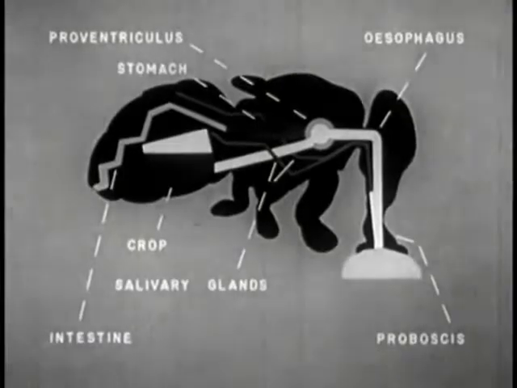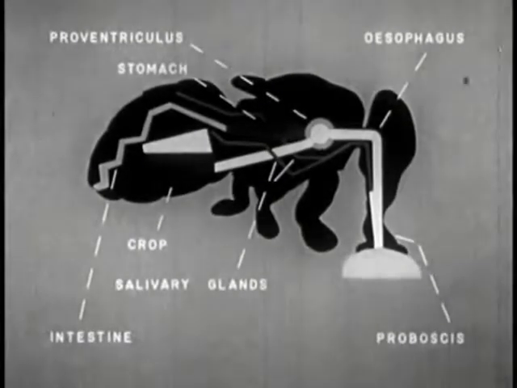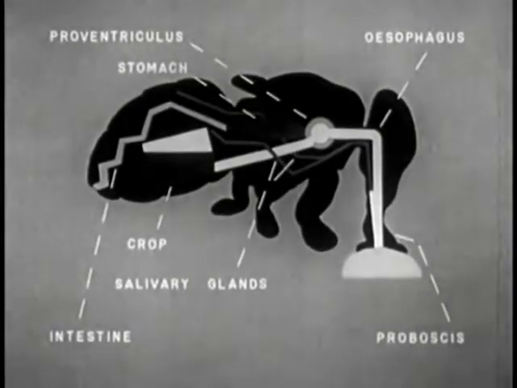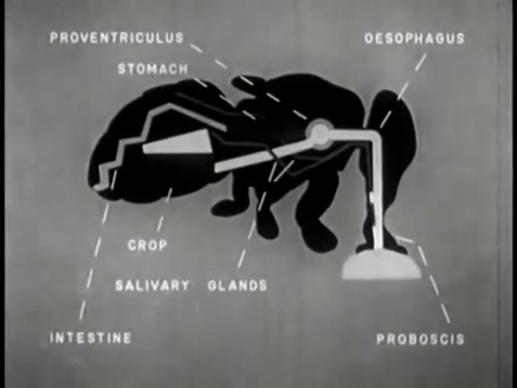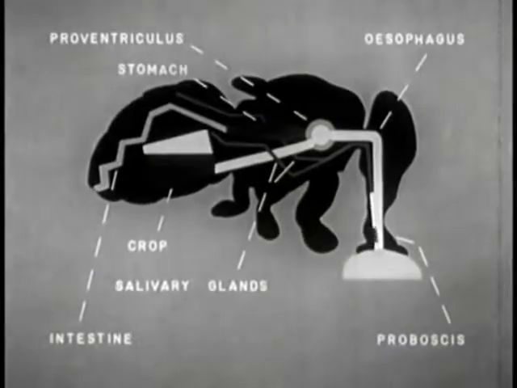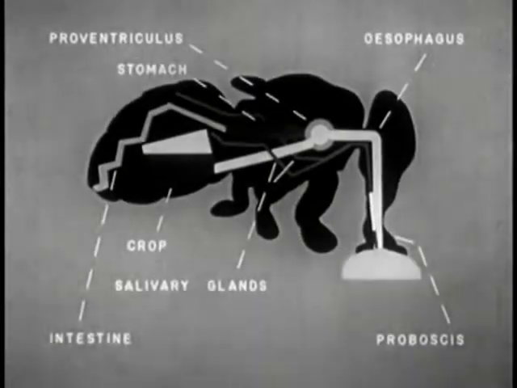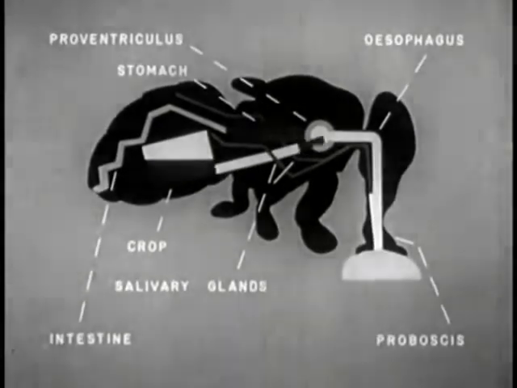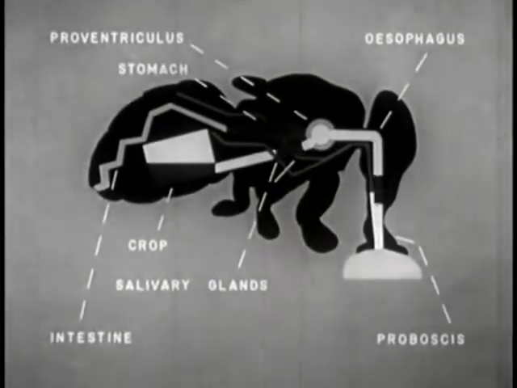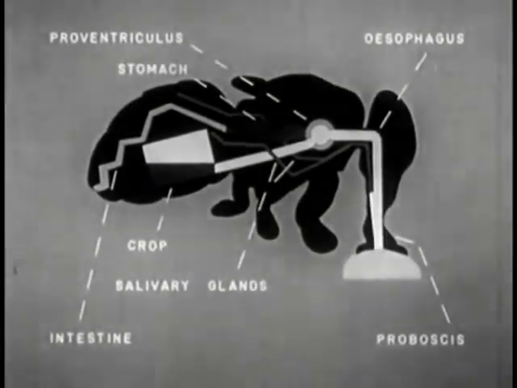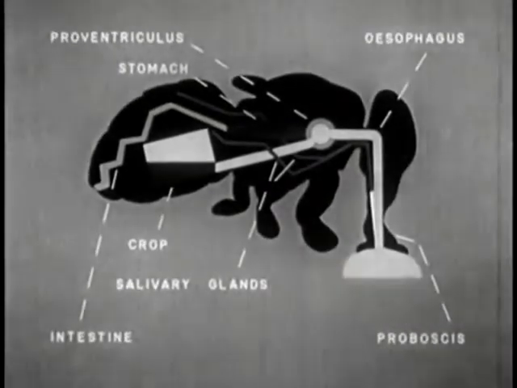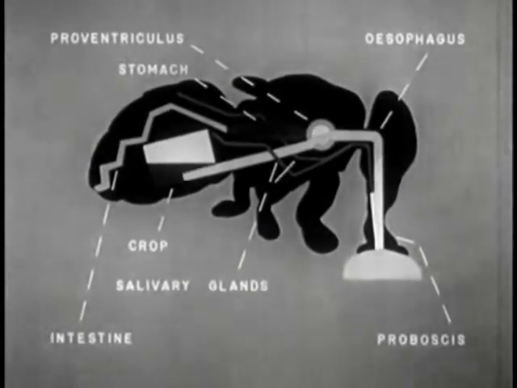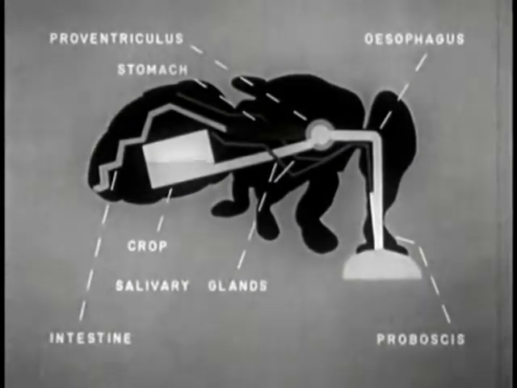Here we have an animated diagram to give us an idea of how the digestive system functions. When necessary, the fly pumps saliva from its salivary glands onto its food to help soften it. Oftentimes, it also regurgitates partially digested food from its crop to help liquefy food it wishes to eat. The proboscis then sucks up the food, germs included, into the esophagus. The proventriculus directs the flow of food into the crop.